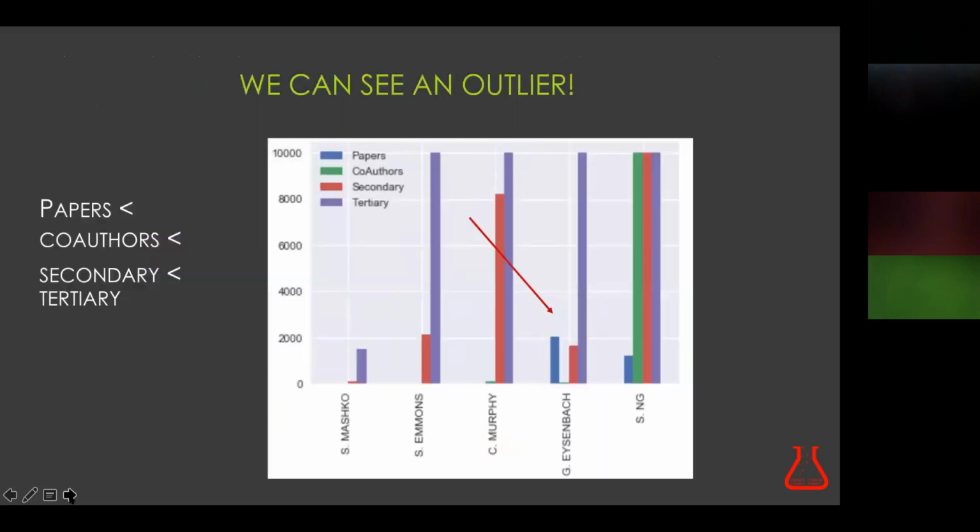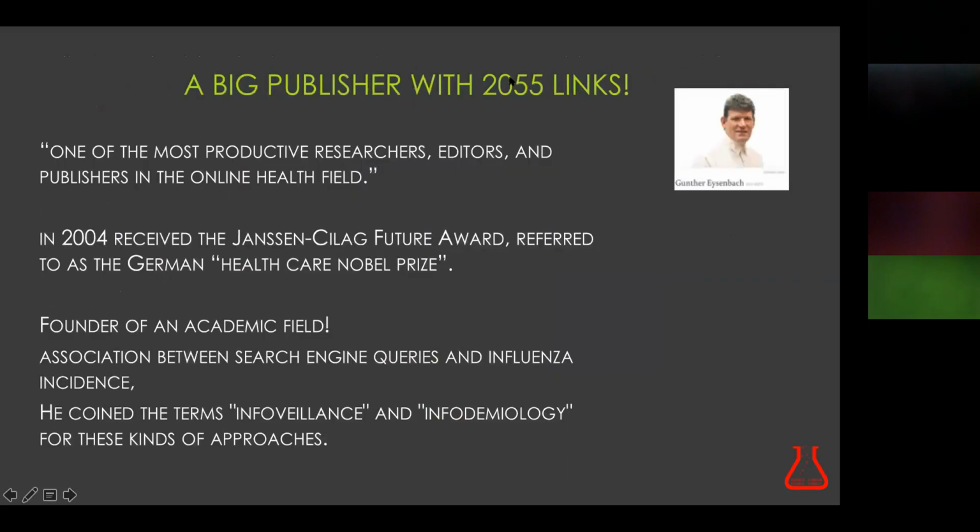And there's the anomaly. The first question is: is this guy really a star? It looks like he's got 2,000 papers. That would be incredible. There are people like that. So it turns out he is a star. He won this Jansen Clegg Award, which is a healthcare Nobel Prize. He founded a field called infovalence, looking at Twitter streams and other social media to indicate epidemics.